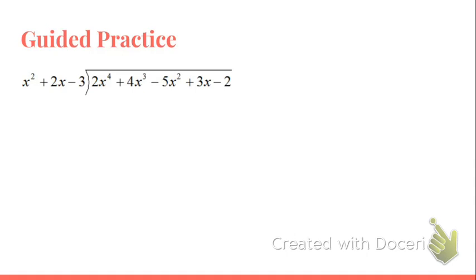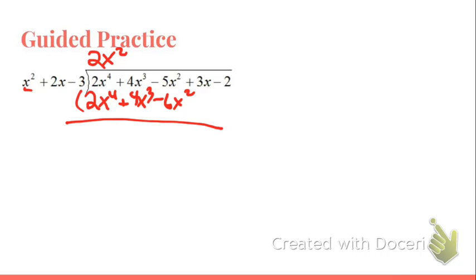Alright, let's do one more. So, you take a quadratic trinomial and try to see how many times it goes into a quartic polynomial. So the first term that's going to go right here is a 2x squared, because 2x squared times x squared gives me 2x to the fourth, and then 2x squared times 2x would give me a positive 4x cubed, and then 2x squared times negative 3 would give me a negative 6x squared.